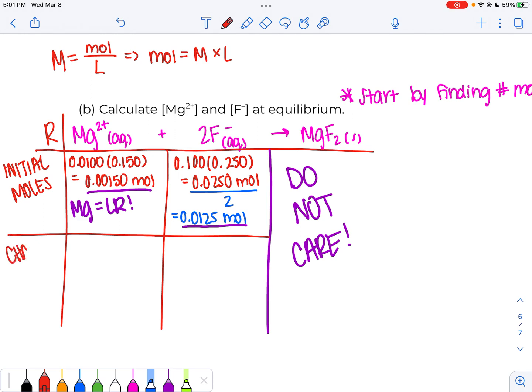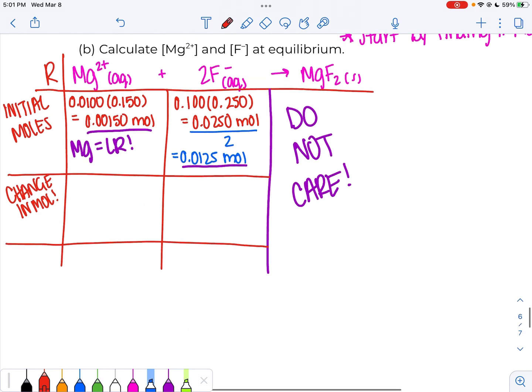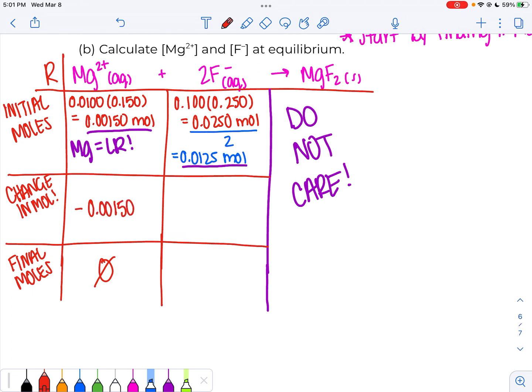Now we need to find our change in moles. How can we do that? By knowing our final number of moles. We know that our magnesium is going to completely run out. It's going to completely react to just produce our solid precipitate. So at the end, we know we'll have 0 moles of magnesium ion. So we're going to lose all 0.0150 moles of it in this reaction.